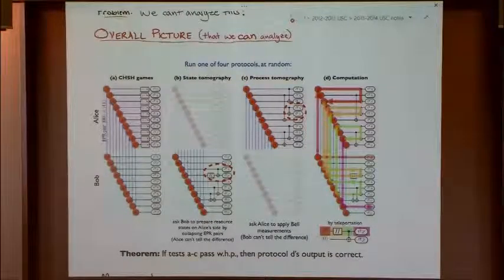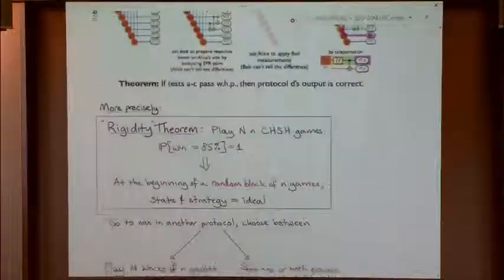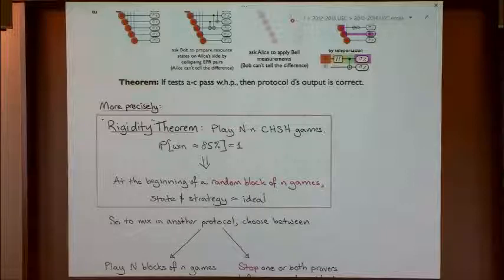But what we can analyze is the following picture. Instead of mixing things up with each other, which hopefully works, we just mix the protocols fully side by side. So with probability 1/4 we play CHSH games, with probability 1/4 we do Alice checks Bob, with probability 1/4 we do Bob checks Alice, and with probability 1/4 we do full computation. And so if you look at this theorem, the theorem said that if we play this many CHSH games and we stop before a random block, then that next block is being played honestly.